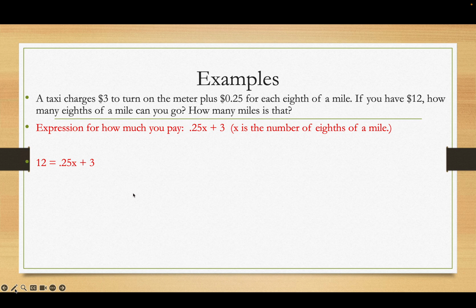And this time you have $12. So 12 is 0.25x plus 3. Subtracting the 3, I get 9 is equal to 0.25x. Divided by 0.25, I get x is 36. So I have 36 eighths of a mile. I divide that by 8, and that doesn't give me 6. It gives me 4.5 miles. I don't know why I had a 6 there. It's 4.5.